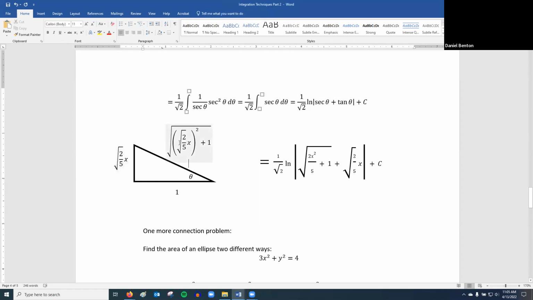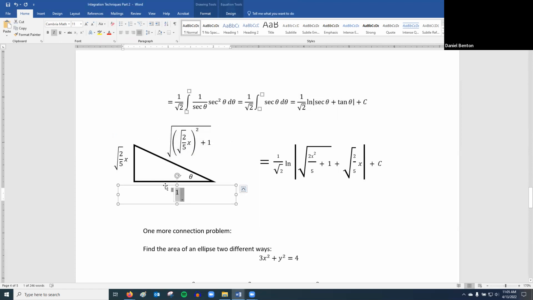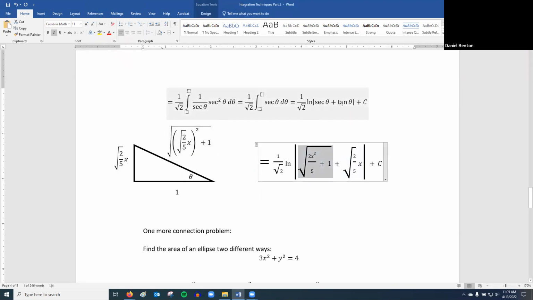Then the Pythagorean theorem gives us that this is the hypotenuse. Secant is hypotenuse over adjacent. So anywhere there's a tangent, we're going to use this one. Anywhere there's a secant, we're going to use this one. There's a secant there. There's a tangent there. And now we have our x antiderivative. And it's ugly, but it works real nicely. Okay.